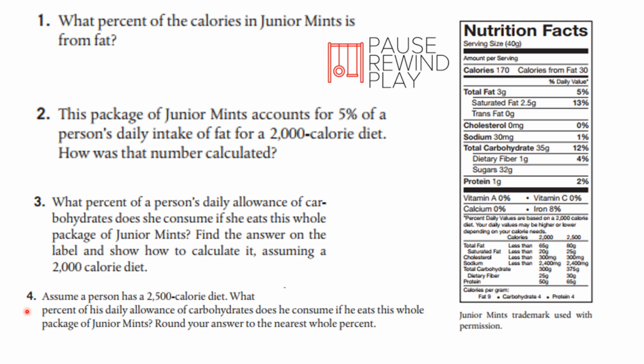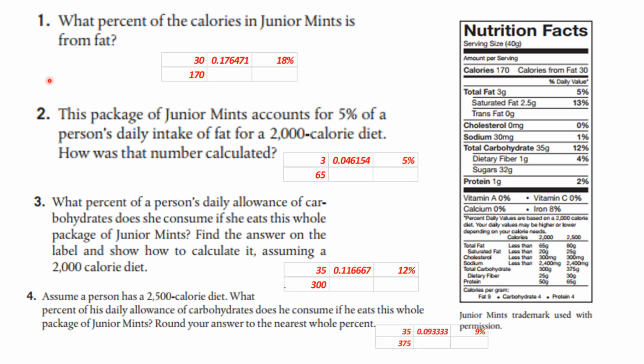And finally, on this slide, assume a person has a 500 calorie diet. What percent of his daily allowance for carbohydrates does he consume if he eats this whole package of Junior Mints, and round it to the nearest whole percent? So please pause the video and give this a try. Let's see how you did. And I'm using Excel to do this.